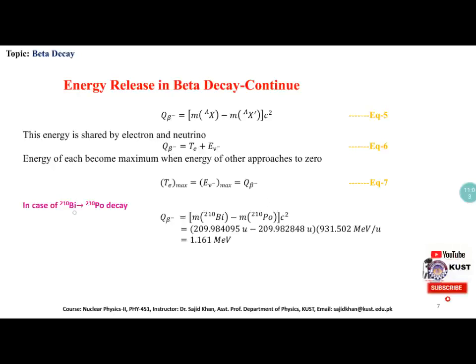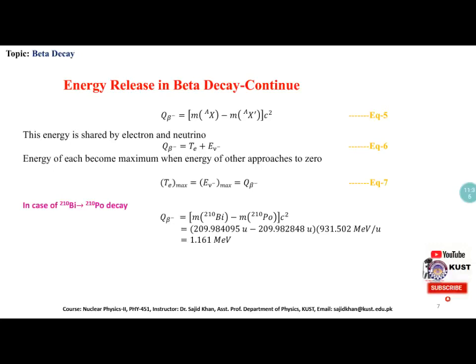Okay. Now, considering the case of bismuth decaying into polonium, which was actually the spectrum I showed earlier for bismuth 210, let's see whether our consideration of the neutrino can solve the puzzle of beta decay. So writing the masses of bismuth and polonium and taking the difference, multiplying by c square, finally we get this 1.161 mega electron volt energy.